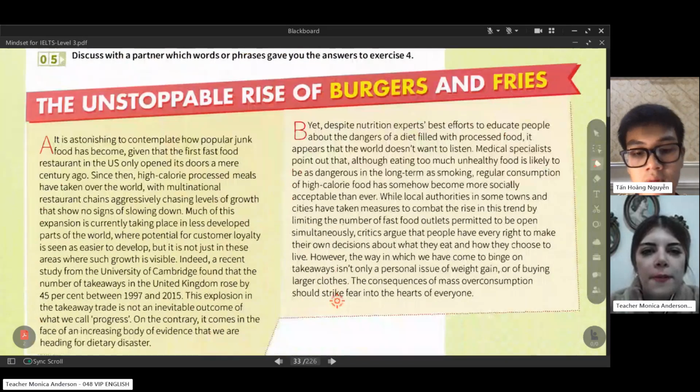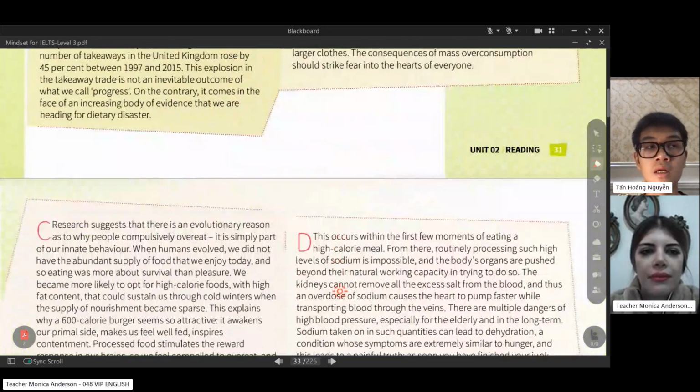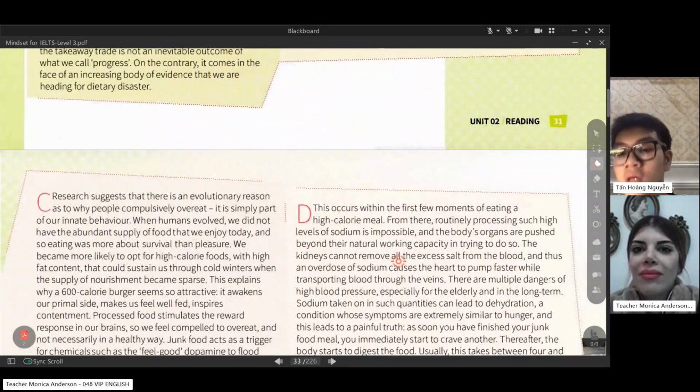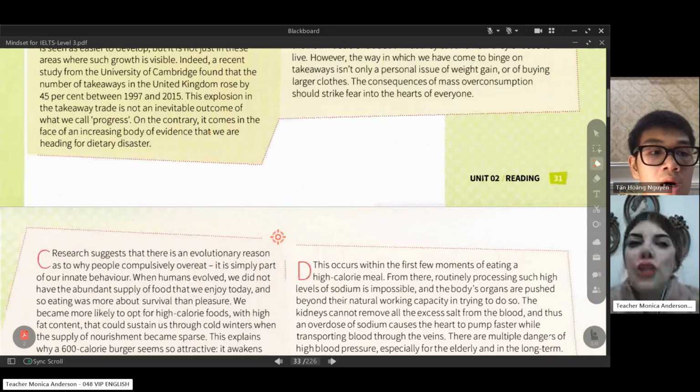I have a question. Of course. If you skim the important words but you don't know the meaning of a word, what can you do? Well, let me help you.